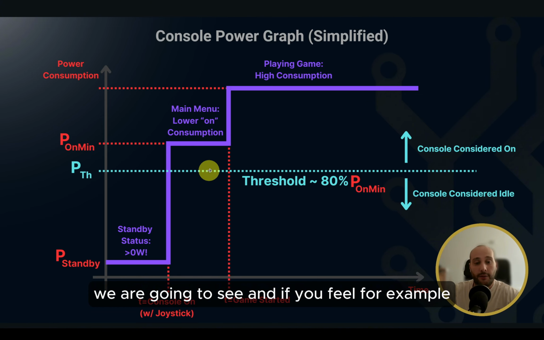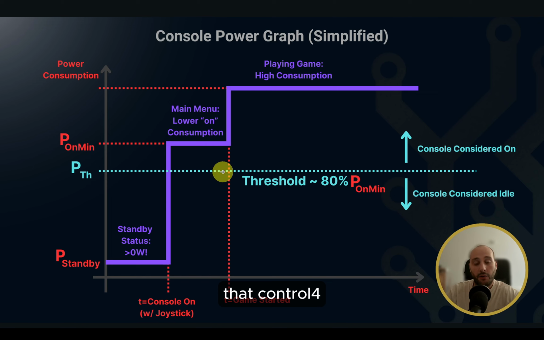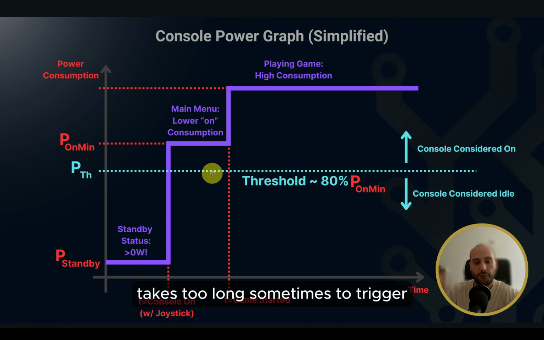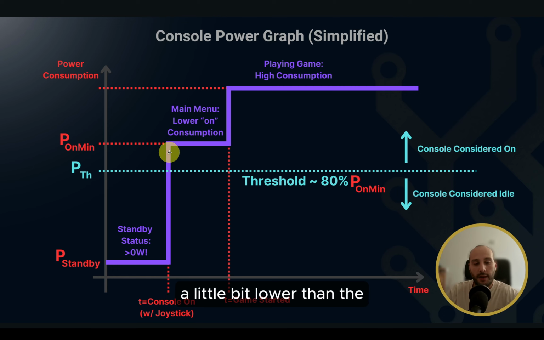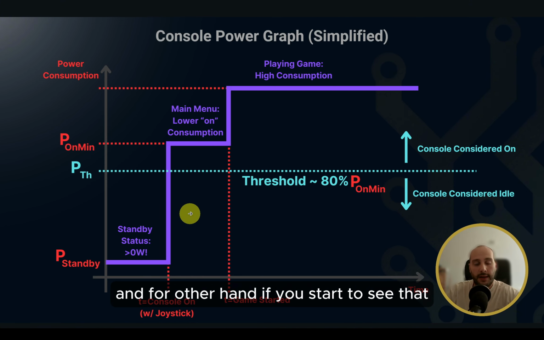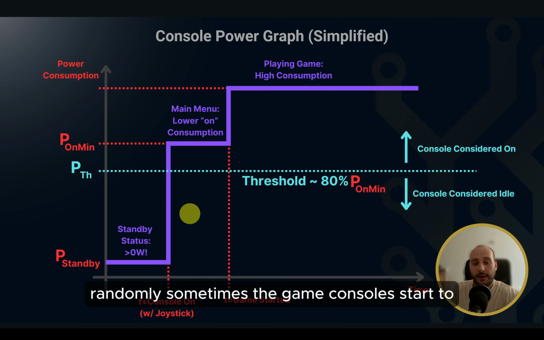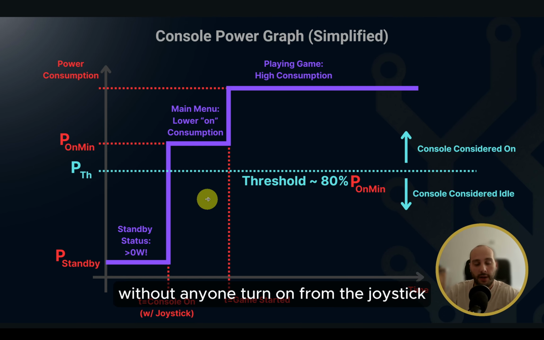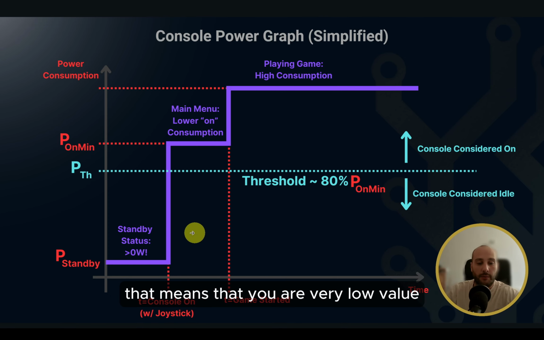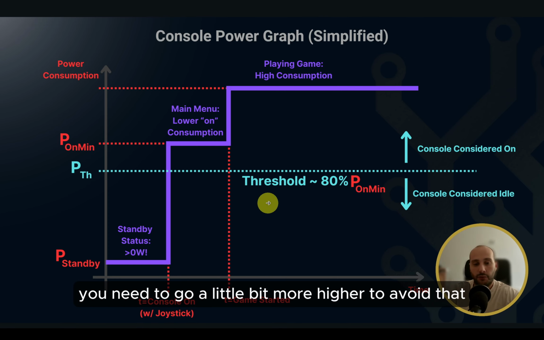And if you feel, for example, that the Control4 takes too long sometimes to trigger the scenes, that means that you are very close to the power on minimum, so you should go a little bit lower than the previous value that you chose. On the other hand, if you start to see that randomly the game console starts to turn on in the Control4 app without anyone turning it on from the joystick, that means that your value is very low. You need to go a little bit higher to avoid that.